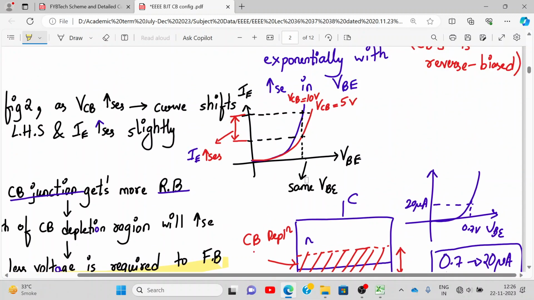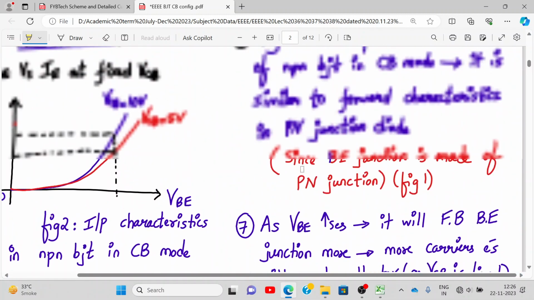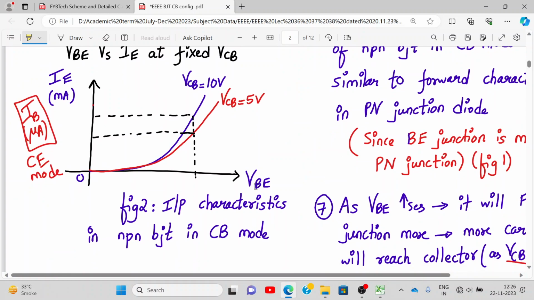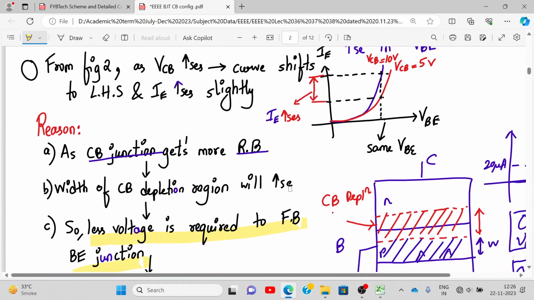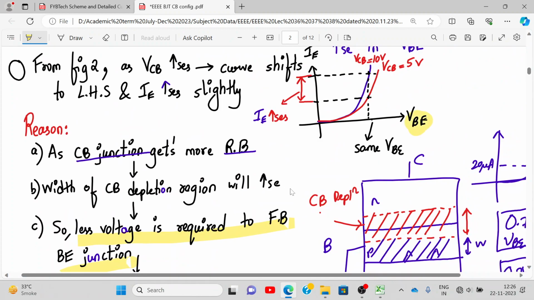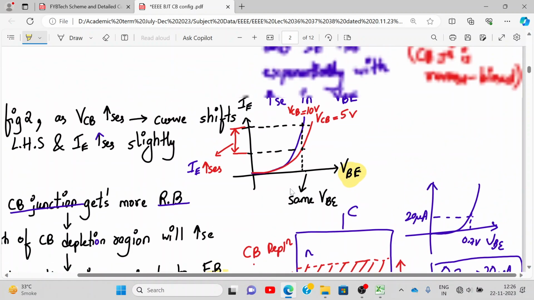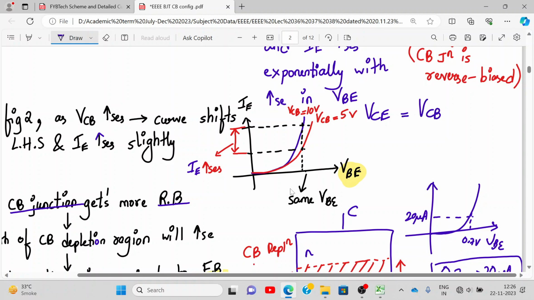That is why as you increase the value of VCB, what will happen eventually is the collector base junction becomes more reverse biased. Now how did this happen? Why has this happened? Yesterday we wrote an equation. What did we write? Tell me. One equation we have written, no? What was that? VCB or VBC? VBC, right?